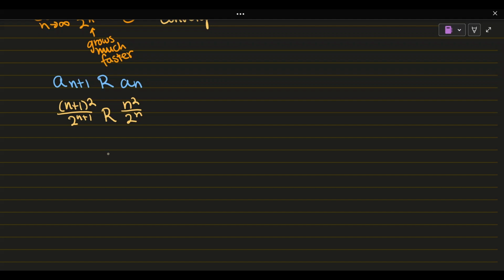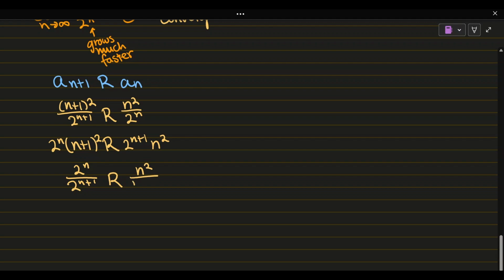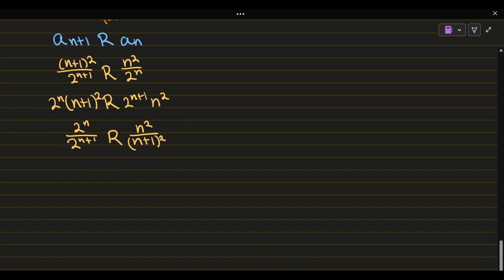And because those are both positive, it doesn't change the order of my relation. So r stays the same. So I have 2 to the n times (n plus 1) squared related to 2 to the n plus 1 times n squared. I'll go ahead and divide by 2 to the n plus 1 and (n plus 1) squared. Again, not dividing by anything negative, so my r stays the same. So I have 2 to the n over 2 to the n plus 1, related to n squared over (n plus 1) squared. Okay, this gives me 1/2 is related to n squared over (n plus 1) squared.